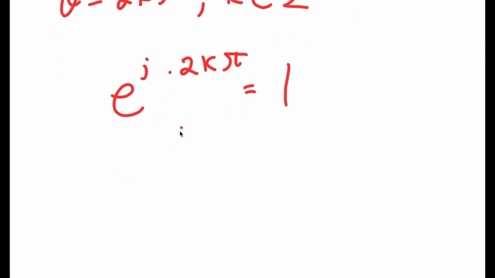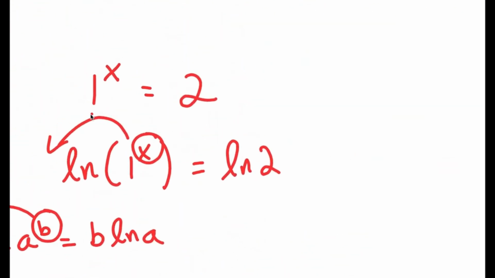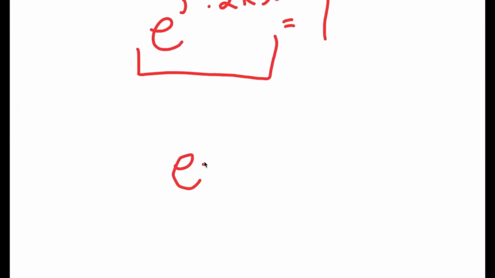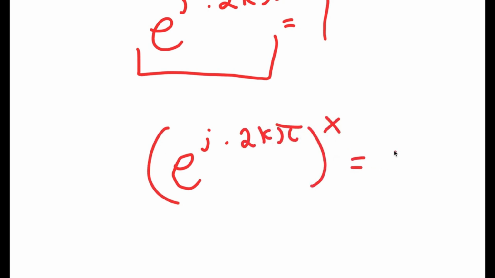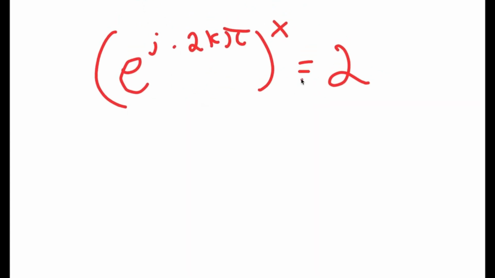Now, because this is equal to 1, we can remember our first equation, which we started with, 1 to the power of x equals 2. We can substitute this in for 1, meaning I get e to the power of i times 2k pi, to the power of x, is equal to 2. So just think of this as 1. So I have basically 1 to the power of x equals 2.